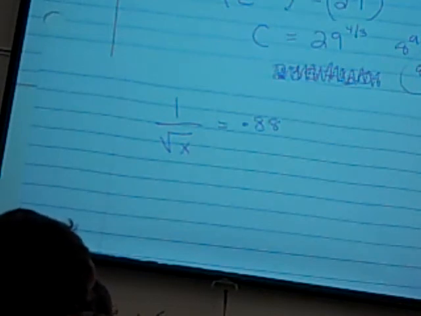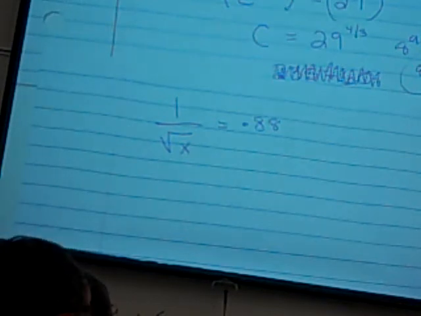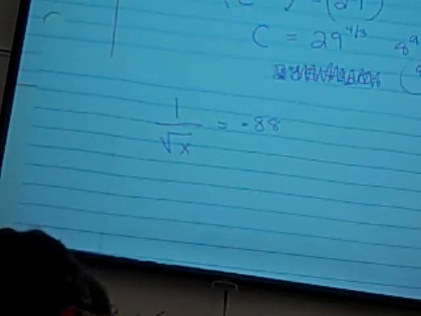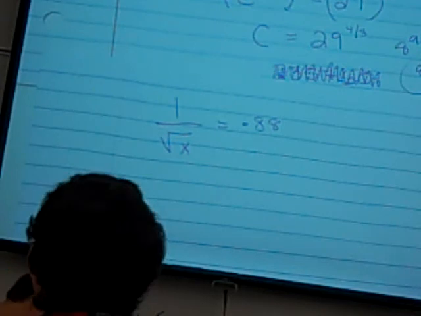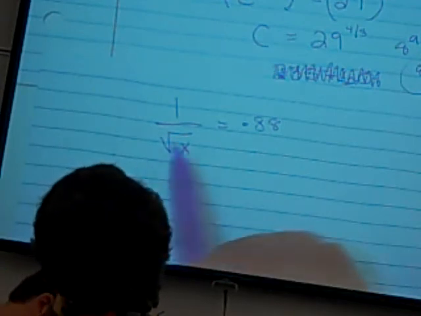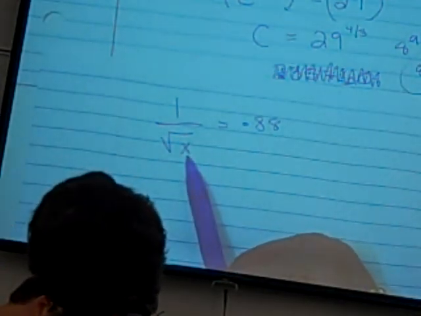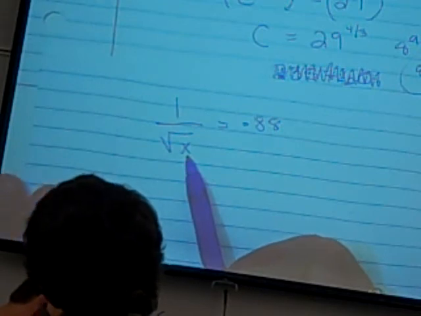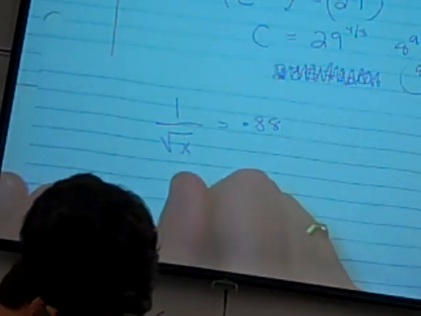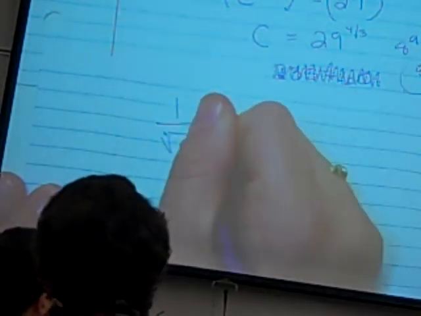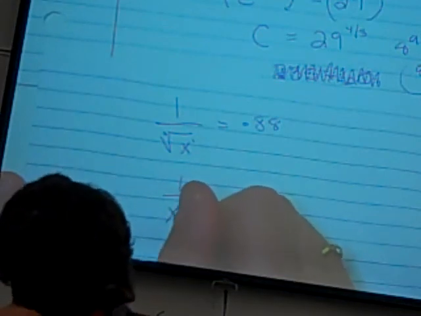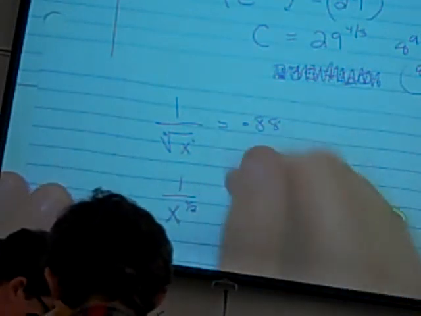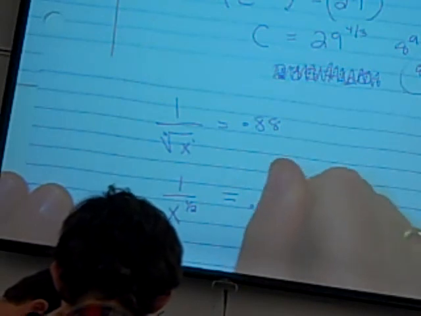So, when I look at this, it looks pretty complicated and confusing and makes me want to shut down and not do it. But that's not an option. So let's talk about what this really means right here. What does this really mean? This is 1 over x, and this is a 2 in here because it's a square root, right? Right? Okay, so x to the 1/2. 1 over x to the power of 1/2 equals 0.88.